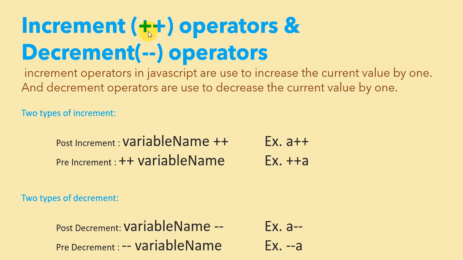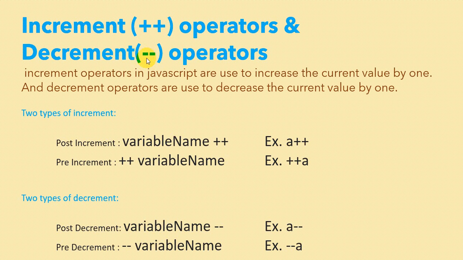Okay, the current value will increase by 1. If the value is 0, it will change to 1. If the value is 1, it will change to 2. If the value is 3, it will change to 4. It means the current value of any operand or variable can be increased by 1. Getting it? So this operator is called the increment operator, and it will increase the value by 1. In the same way, the decrement operator will decrease the current value of a variable or operand by 1.